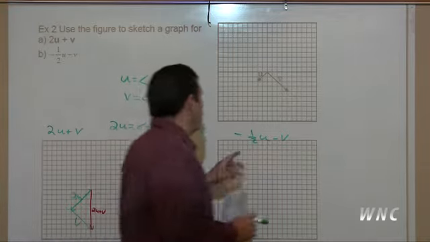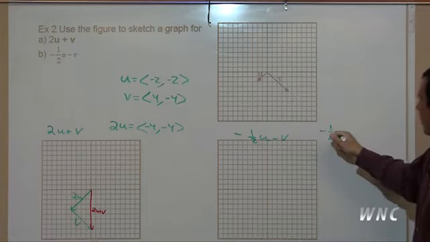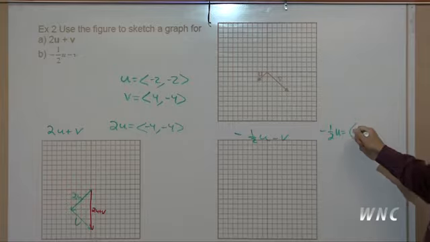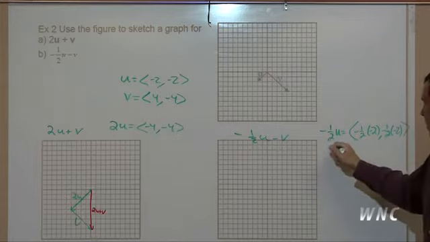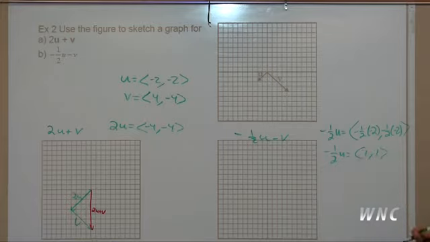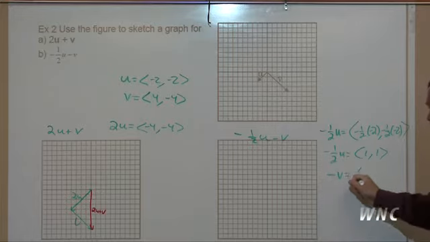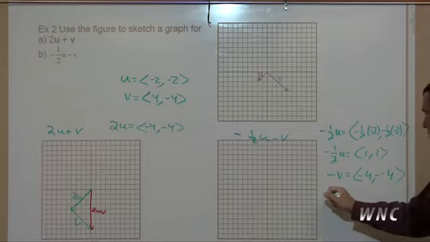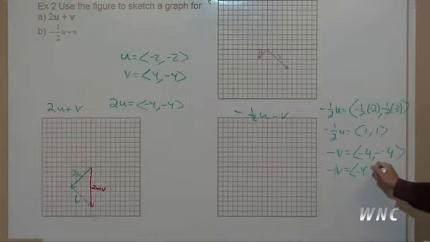Let's come over to the next one. Negative 1/2 U minus V. So what is negative 1/2 U? Well, that's going to be negative 1/2 times negative 2, comma, negative 1/2 times negative 2. So negative 1/2 U is going to be 1, 1. And then minus V is going to be the negative of 4, comma, the negative of negative 4. So negative V is negative 4, comma, 4.